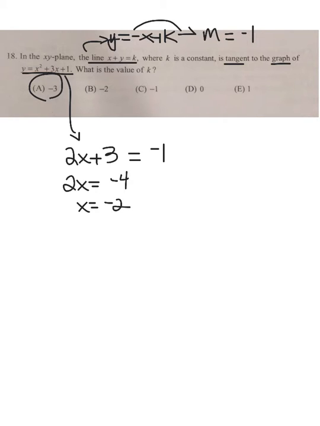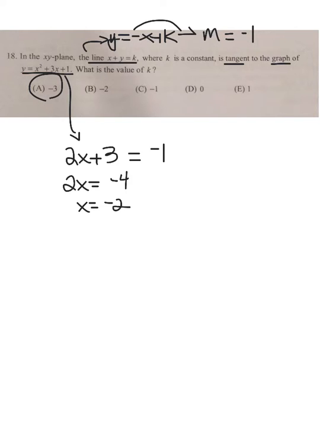Now that's not what they want. They want the value of k, but I'm looking at this right here, and I just found the x value. If I could just find the y value, wouldn't I have what k is? So how could I find this y value? Well, if I know the x value, couldn't I plug it back in here and I'll get my y value? So that's what I'm going to do.